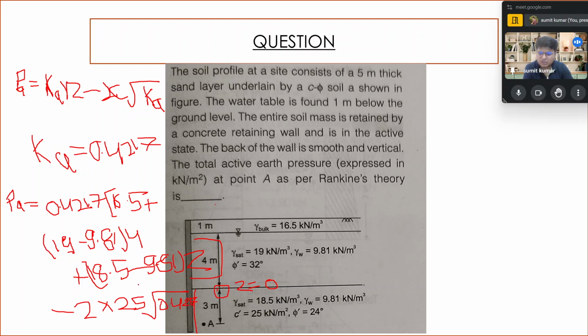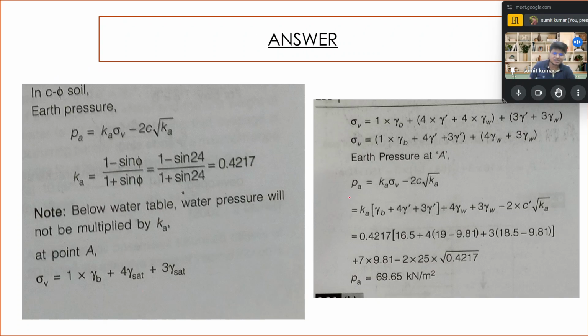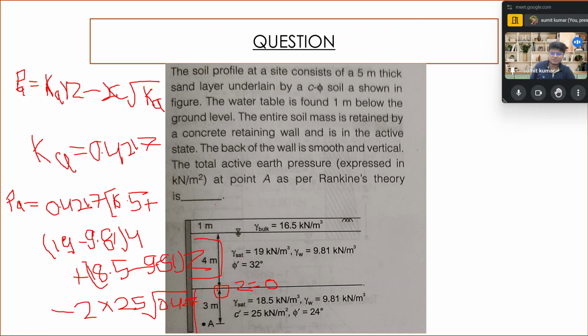Okay, so over here when you are going to calculate this, you get the value as they have calculated: K into (gamma b plus 4 gamma dash plus 3 gamma dash) minus 2c root K. Apart from that we also add the water pressure, because over here the water table is not eliminated. So water table up to here is 7 gamma w, so plus 7 into 9.81. When we calculate this, we get our answer. I will calculate as well. No need for the calculation here, because the calculation is already there.